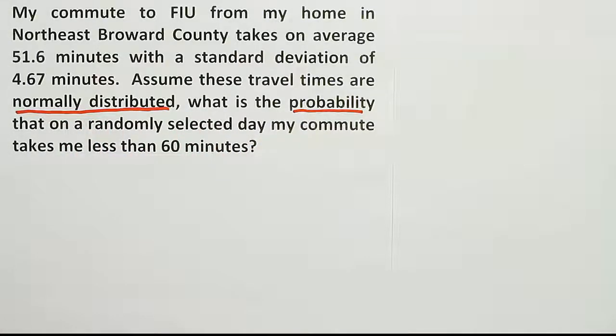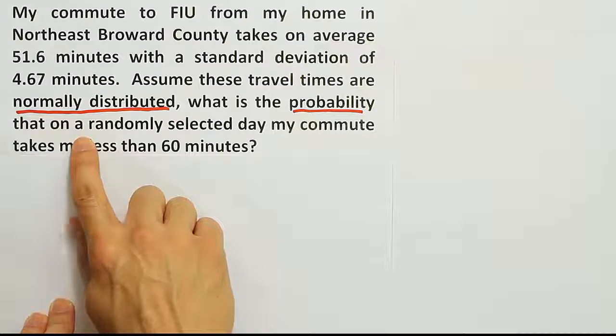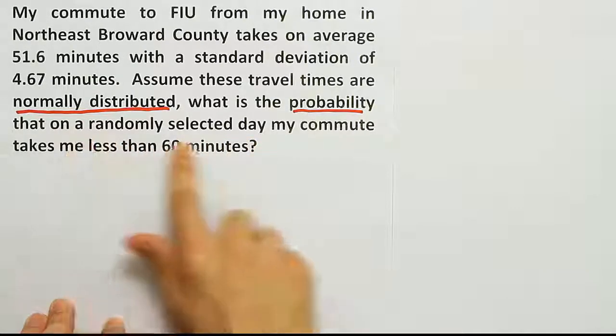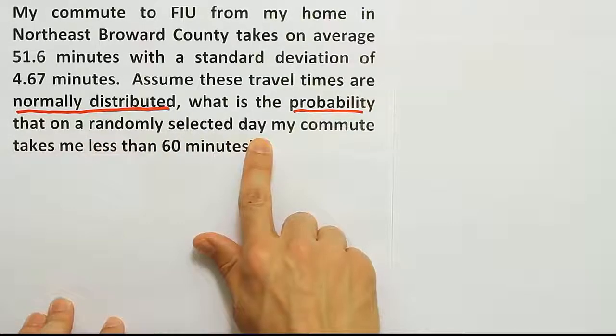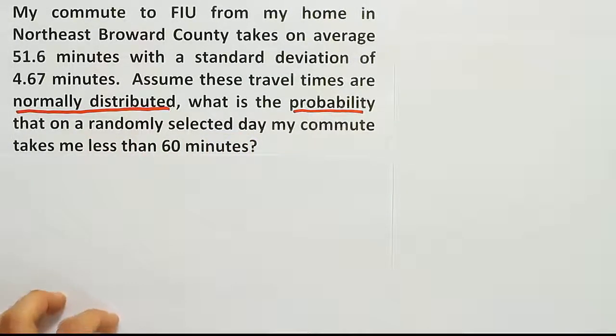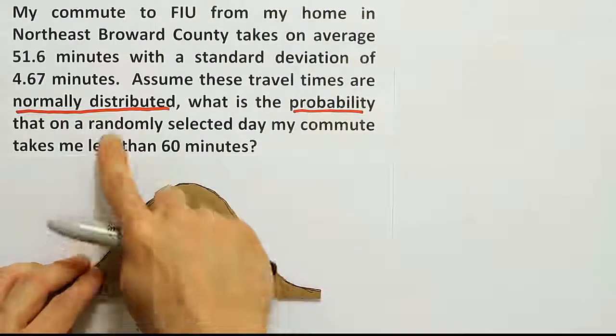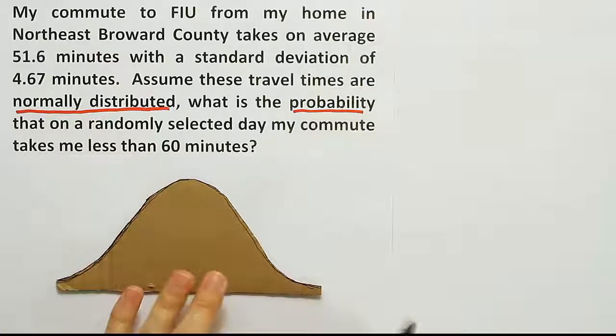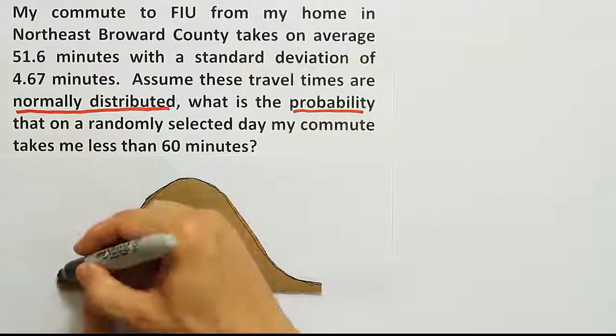I haven't mentioned this in the previous videos, but I just want to point out that the fact that we're only looking at a single randomly selected day is going to be important later on. So let's just realize that in all these problems we're only looking at one randomly selected item. Okay, so let's draw the bell curve because we know that it's bell-shaped in distribution according to this phrase normally distributed.